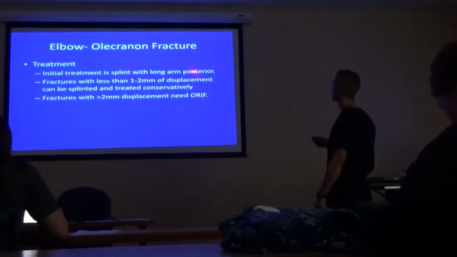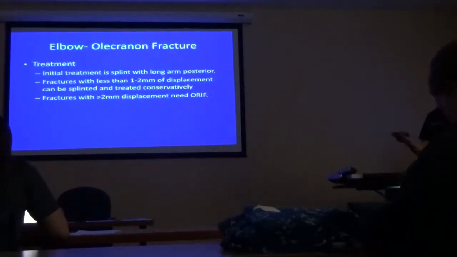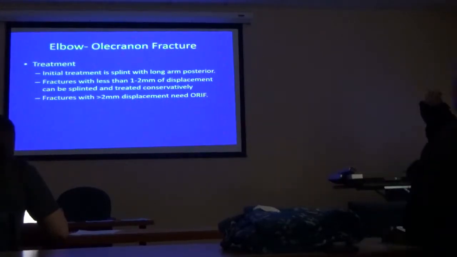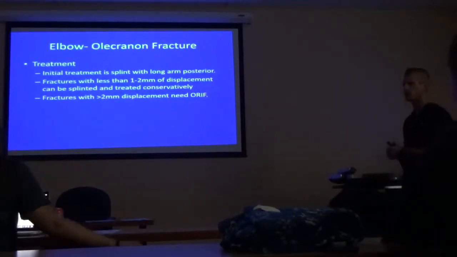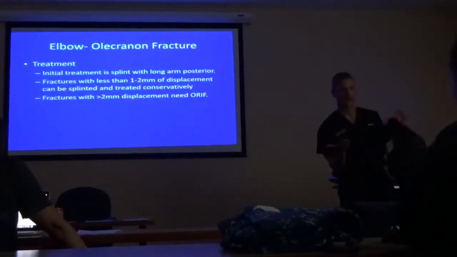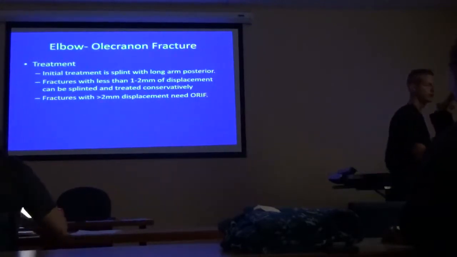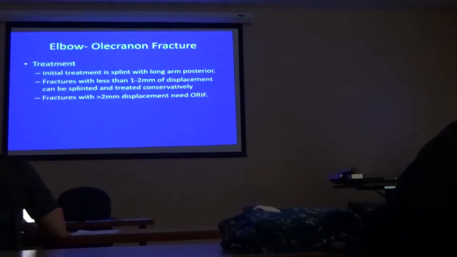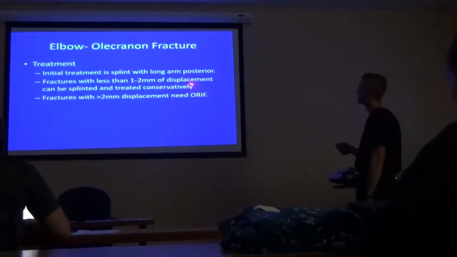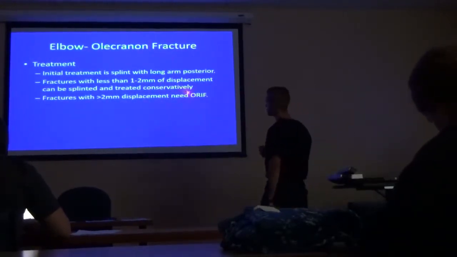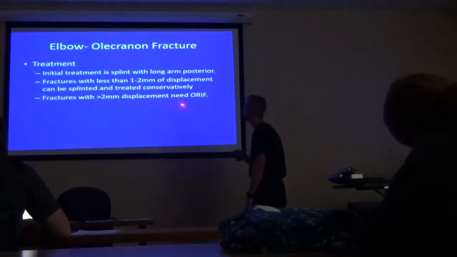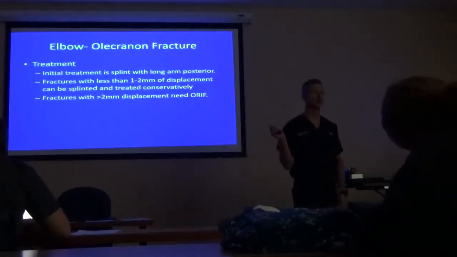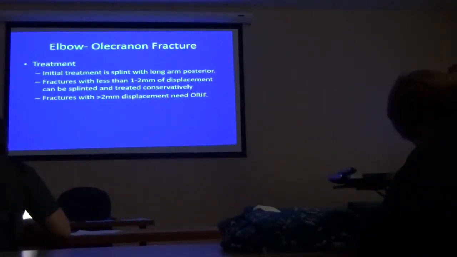Initial treatment is a long arm posterior splint, going up above the elbow. Always want to splint them in an anatomical position. So what's anatomical position? Yeah, at 90, palm up, to the back. A fracture with less than 1 to 2 millimeters of displacement can be splinted and treated conservatively. Fractures with greater than 2 millimeters of displacement need open reduction internal fixation, or ORIF.